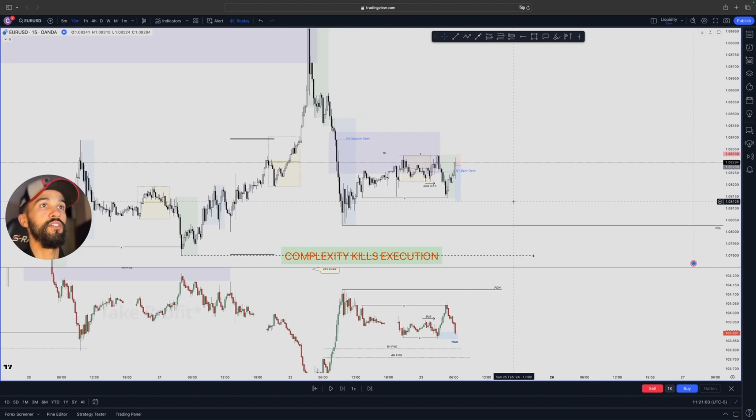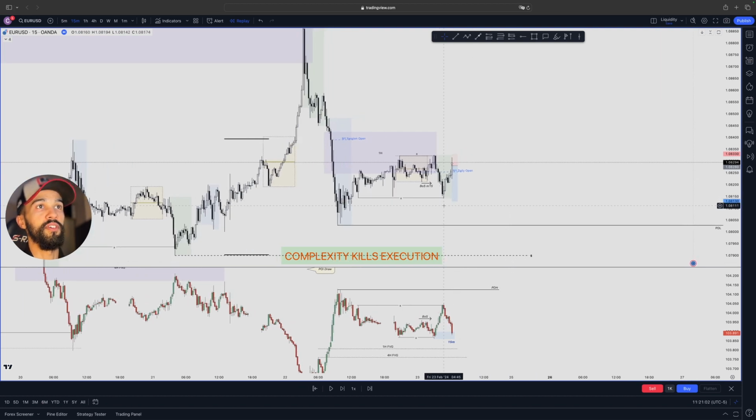Now my stop loss, however, was just below the previous low created during London before the pullback for 3%, 5 pip stop, 15 pip target, and it's just conservative.